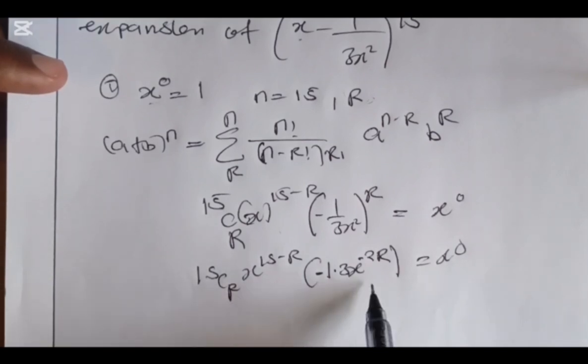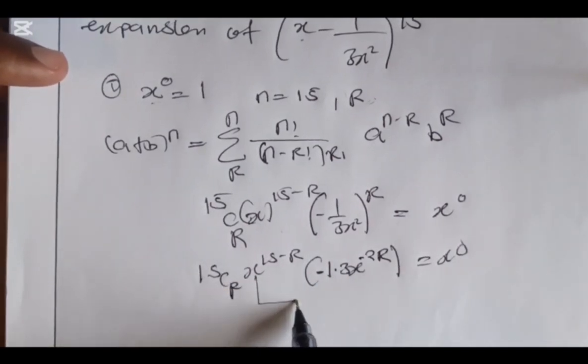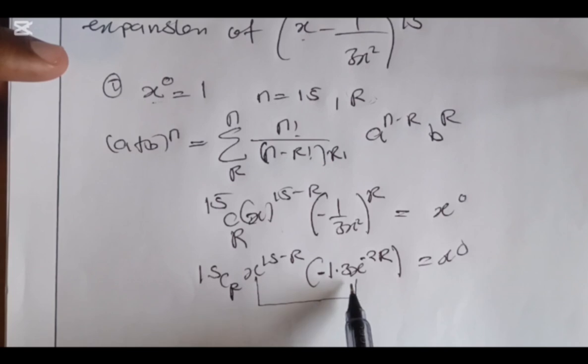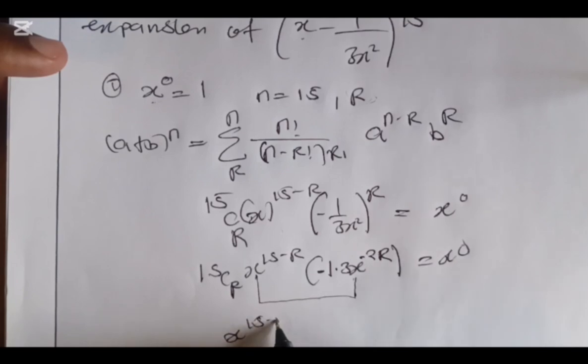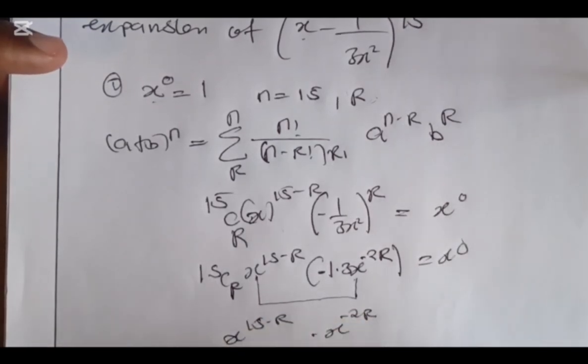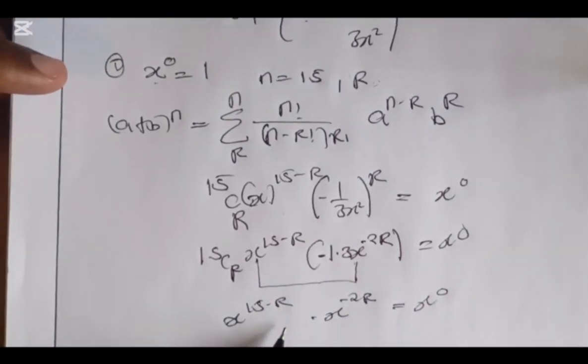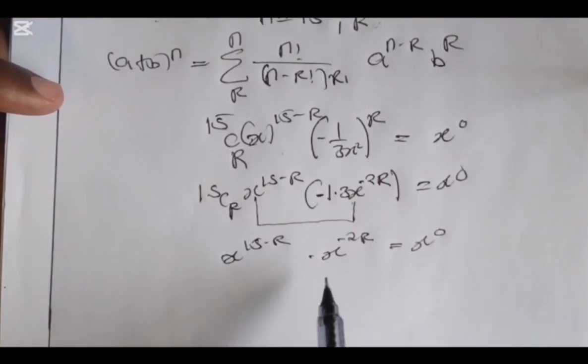We know that these terms are multiplying. So we have x there and we have x there, which is multiplying. So we can extract these terms, which will be x to the 15 minus r. Then we have also x to the negative 2r. This should give us what? x to the power r. So I hope you have seen that we have just formed a simple equation which can help us to find r.